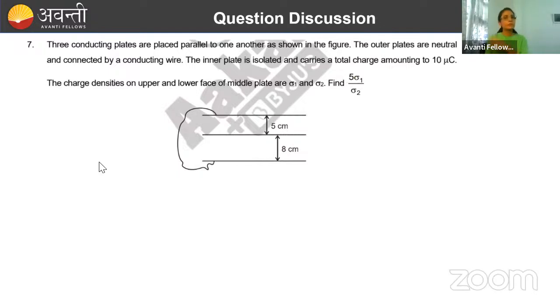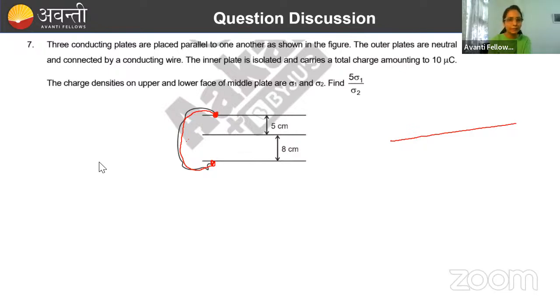देखो जब भी हमें चार्ज डिस्ट्रीब्यूशन का क्वेश्चन दिया हो ना, सपोज हमें क्वेश्चन ये दिया है कि कोई भी एक प्लेट है जिसपे चार्ज गिवन है. Now 3 conducting plates are there. You can see 3 conducting plates. Outer plates are neutral and connected by conducting wire. So outer plates पे हमने क्या कर दिया? Conducting wire से connect कर दिया. मतलब जो यहाँ पे potential होगा, वही यहाँ पे पोटेंशियल. दे आर कनेक्टेड बाय कंडक्टिंग वायर्स. सो दोनों प्लेट का पोटेंशियल सेम हो गया वायर कनेक्शन की वजह से.